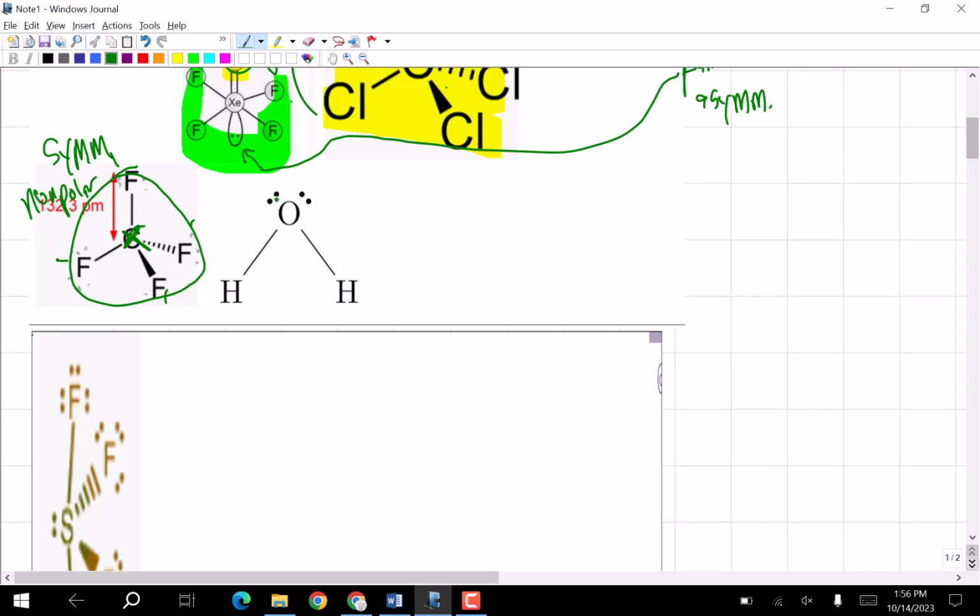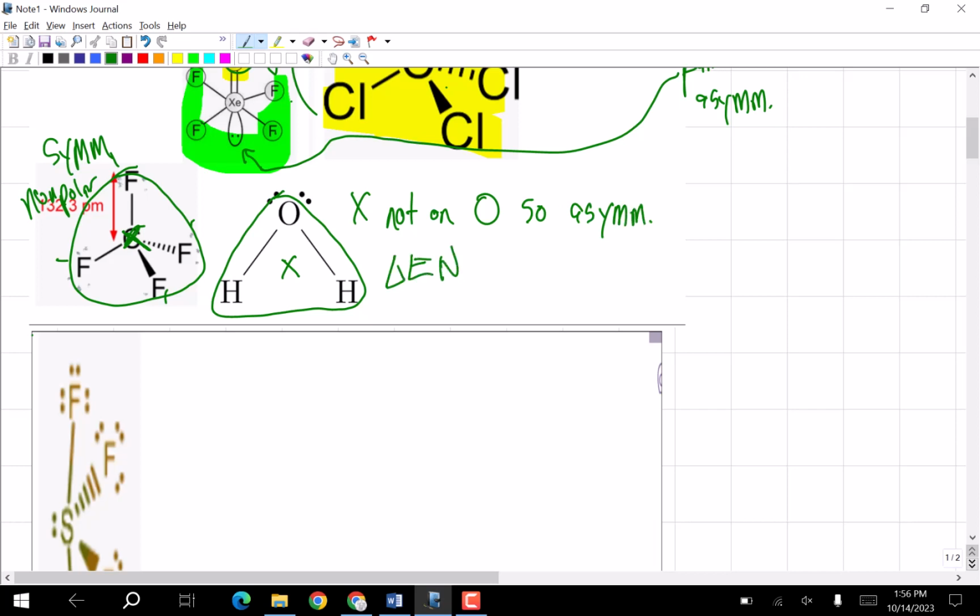So this part right here, I've got lone pairs. I'll do my circle trick just so you can see how the circle trick can work the other way. The center of my circle is right here. The X is not on my central atom. So it is asymmetrical. And then the difference in electronegativity of O minus H is greater than 0.40. So it's going to be polar.